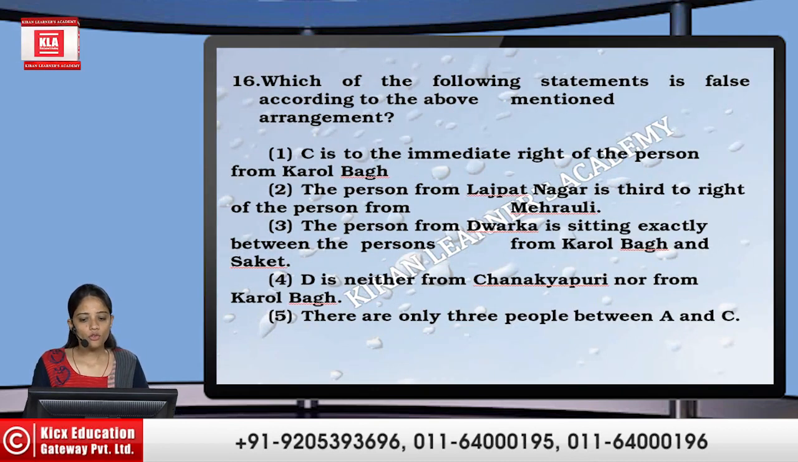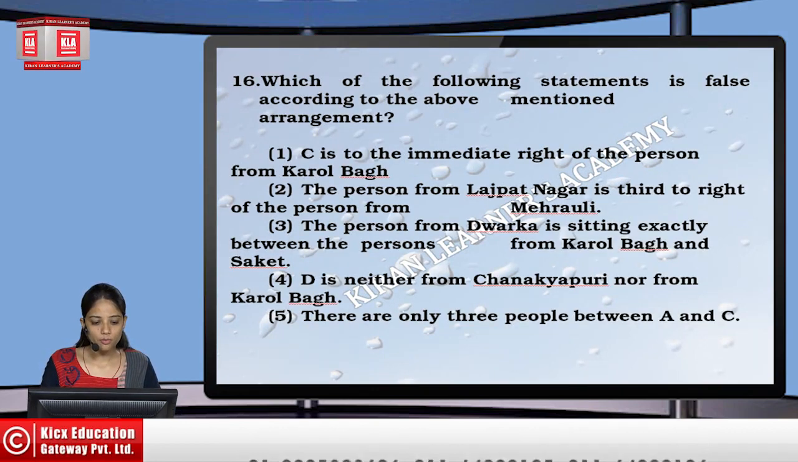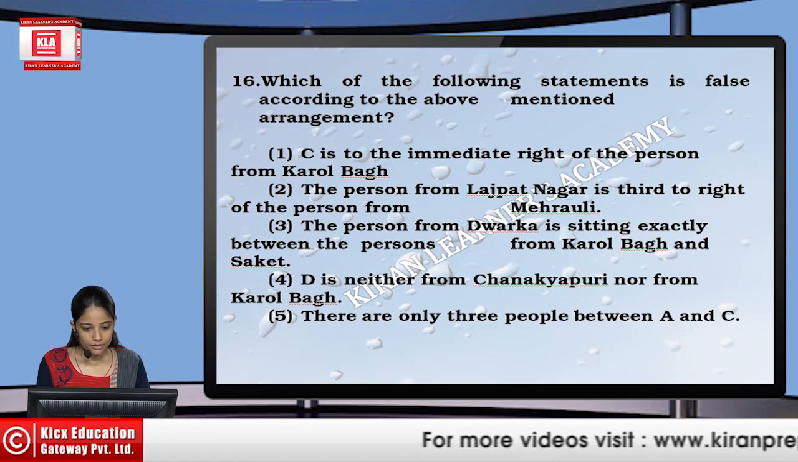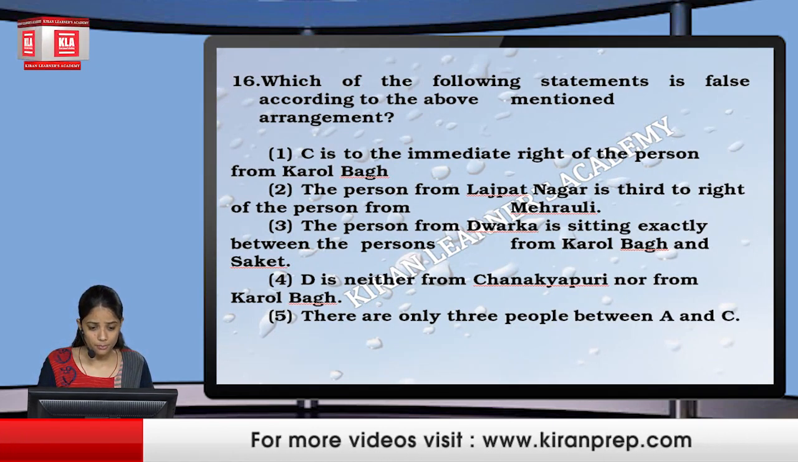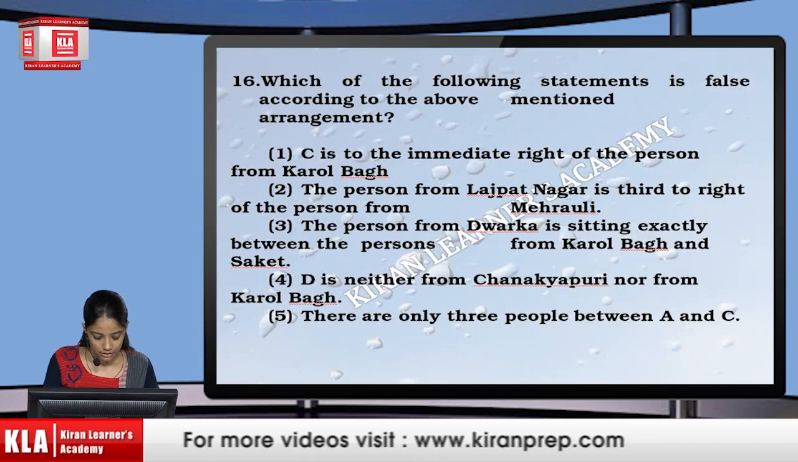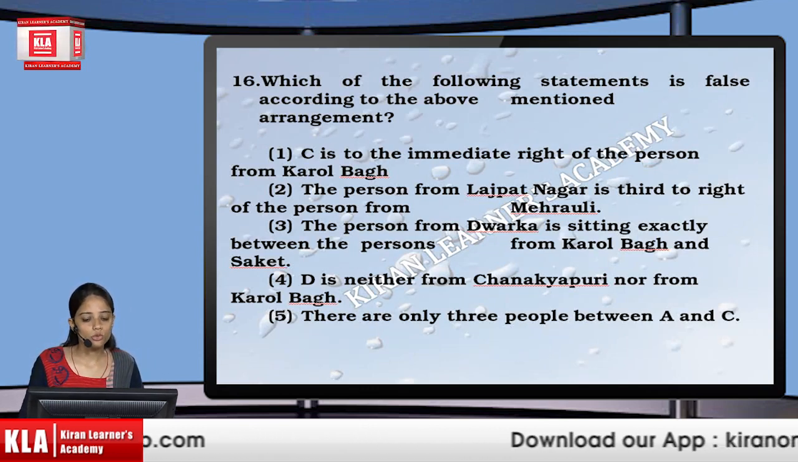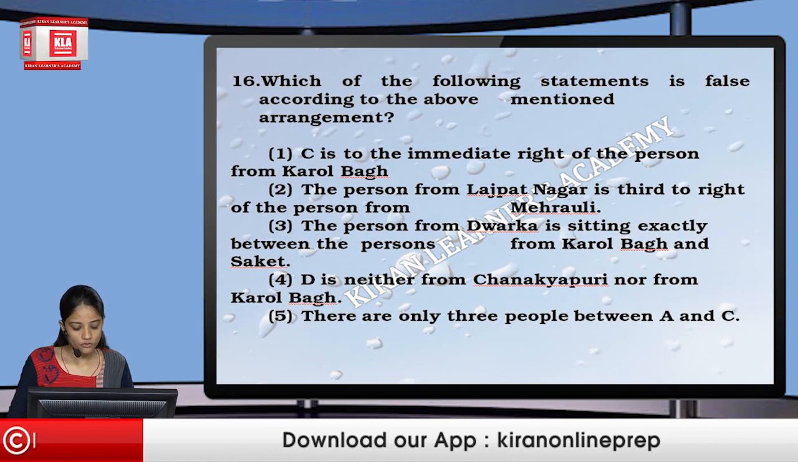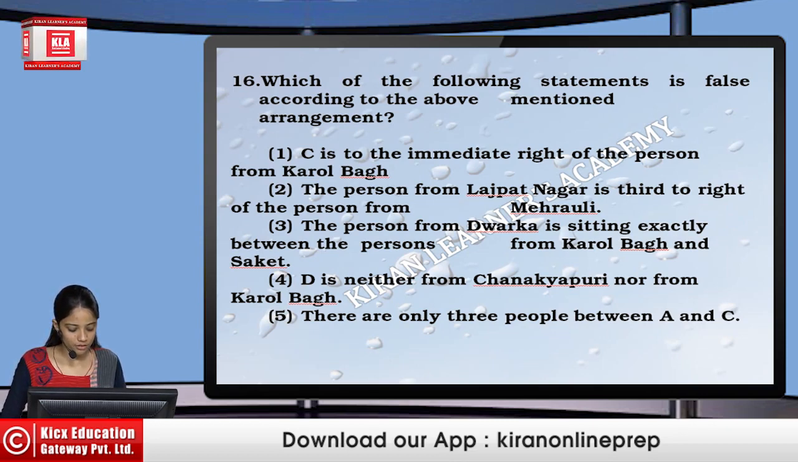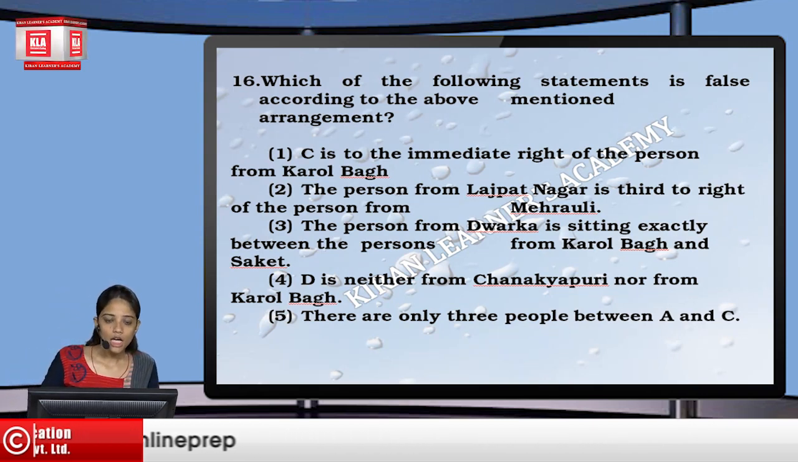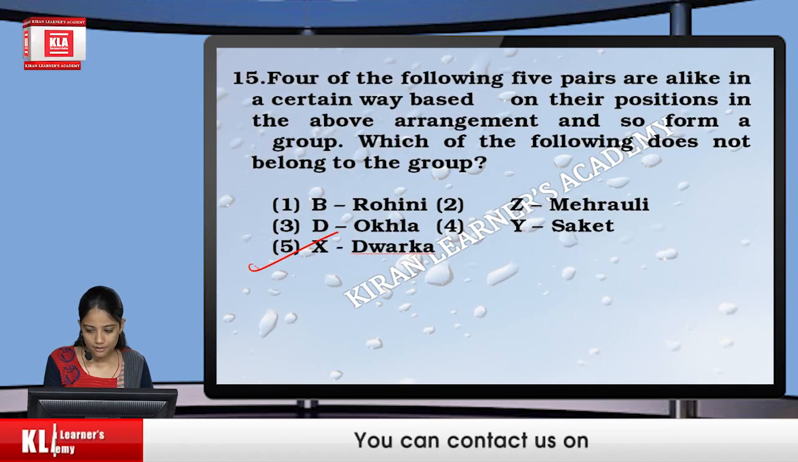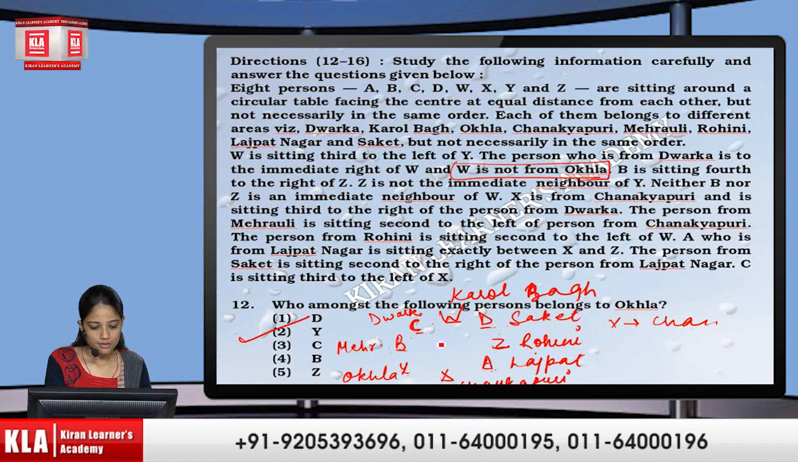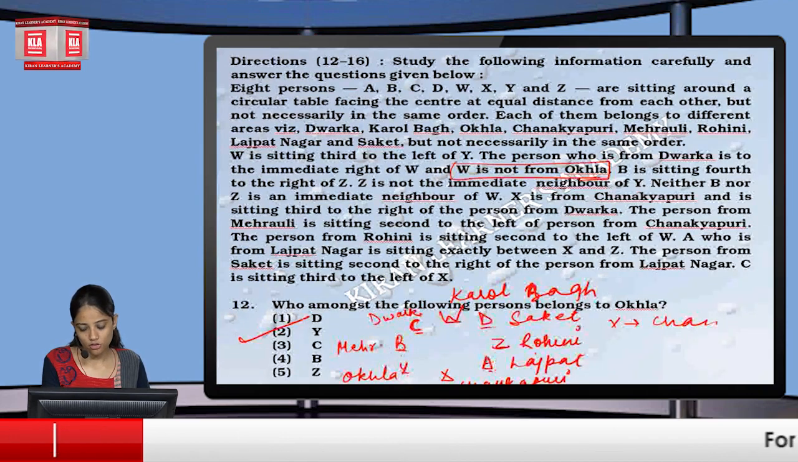Next question: which of the following is false according to the above arrangement? C is immediate right to the person who is from Karol Bagh. That is the correct part because C is immediate right of W who is from Karol Bagh. Next, the person from Lajpat Nagar is third to the right of the person from Mehrauli. This is also correct. Reason being B is from Mehrauli and third right is A, that is from Lajpat Nagar. That is also correct.